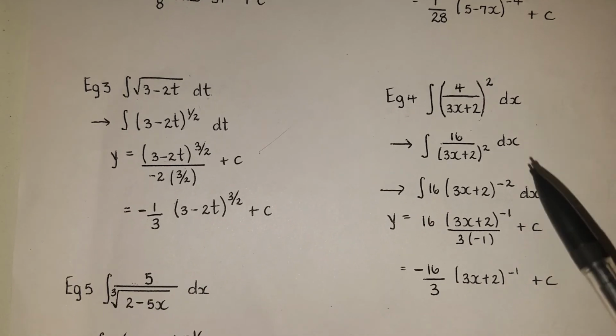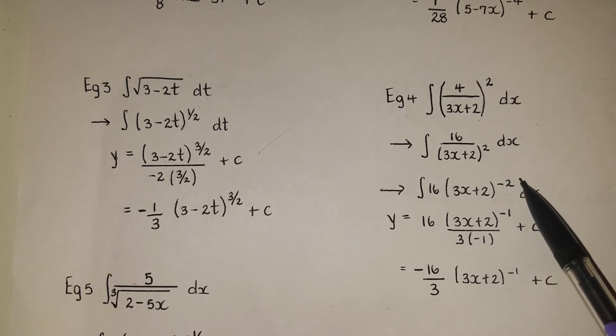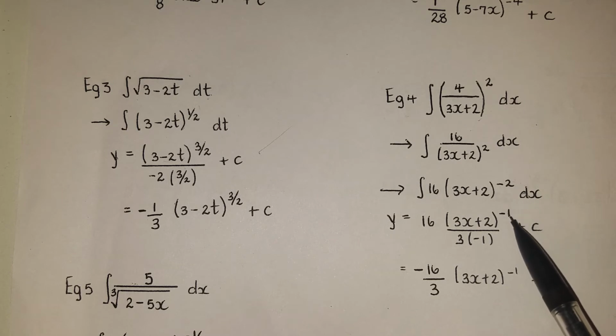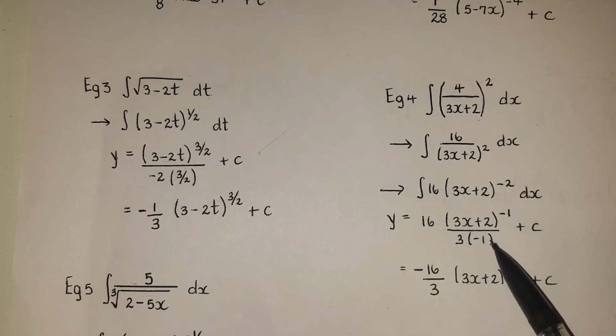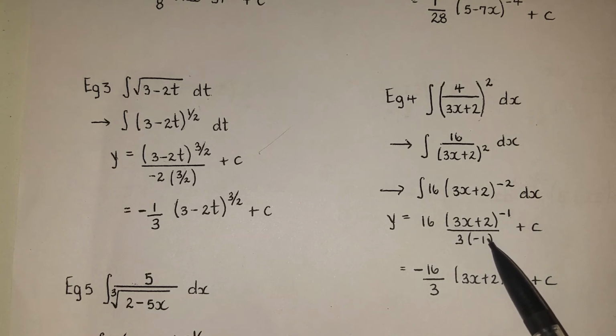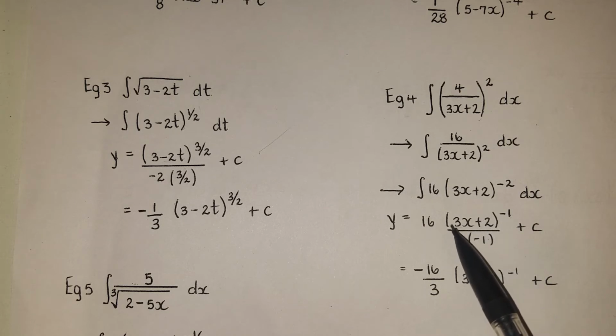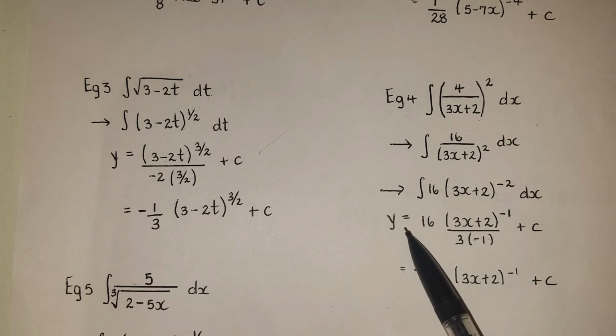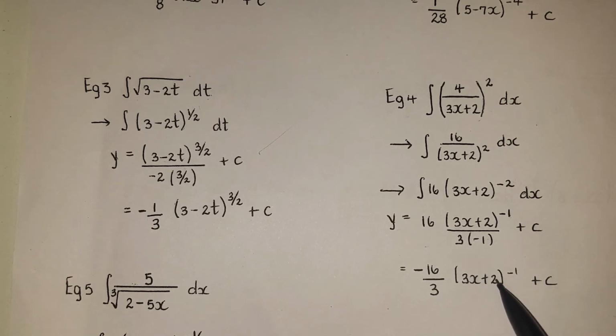So following the rule, we add 1 to our -2 to get -1 and divide by -1, and this -1 below will get multiplied by a, which is the number in front of the x, a 3. So we have 3 times -1 is -3, and it gets brought over, making our answer -16/3, and our (3x + 2) raised to a -1.